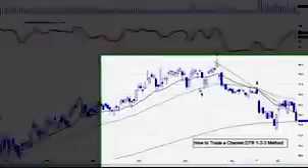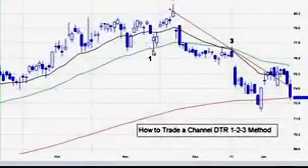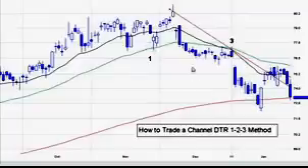You take that other point, the point that's opposite the other 2, and you draw what we call a parallel line, a parallel trend line. So you don't really have a trend line here.